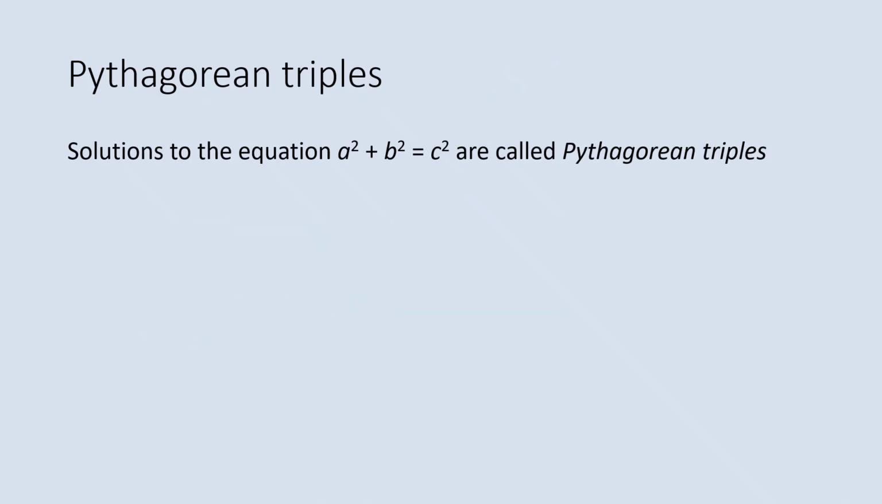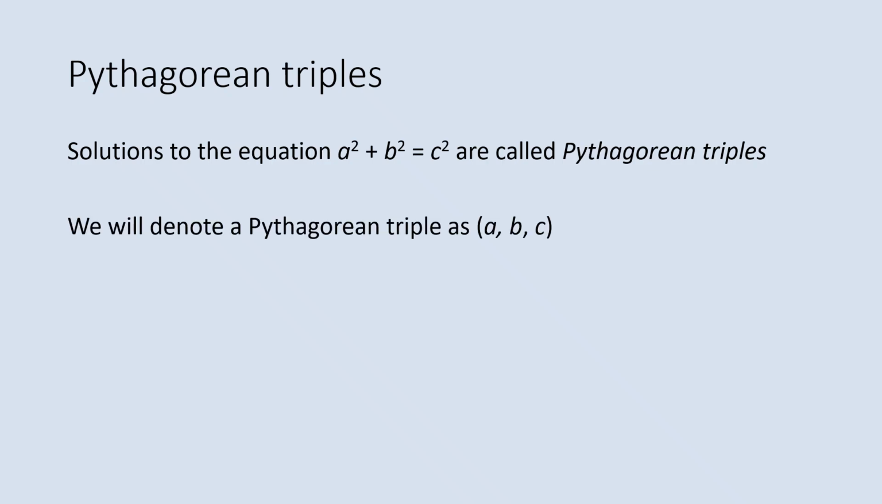So these solutions to this equation, again with a, b, and c being positive, we're going to call these Pythagorean triples, again because of the connection to the Pythagorean theorem. And to keep with the theme, Pythagoras, another ancient Greek mathematician, you've heard of Pythagoras, but you probably had not heard of Diophantus. So we're going to write a triple as a tuple, just a, b, c.